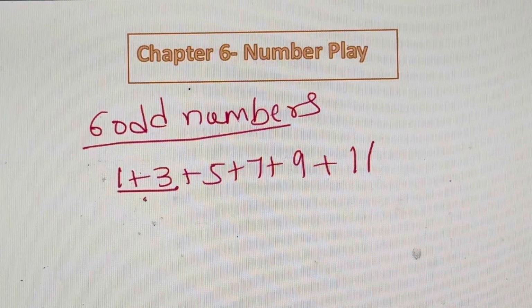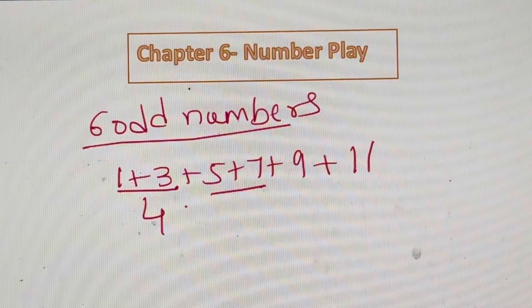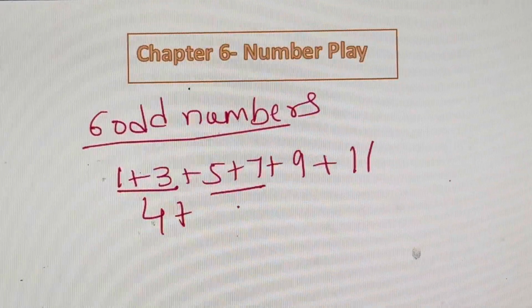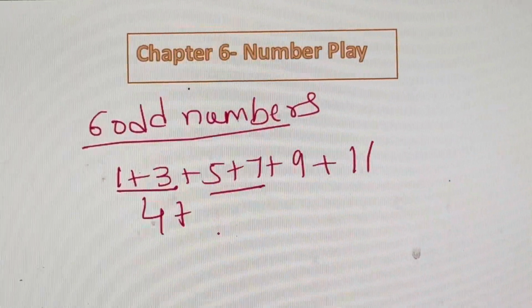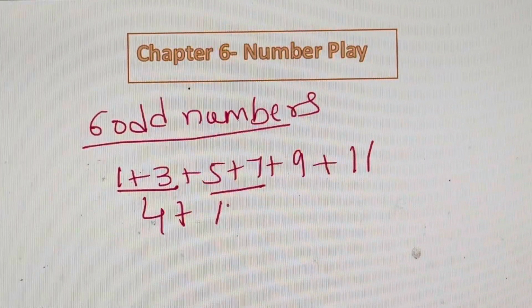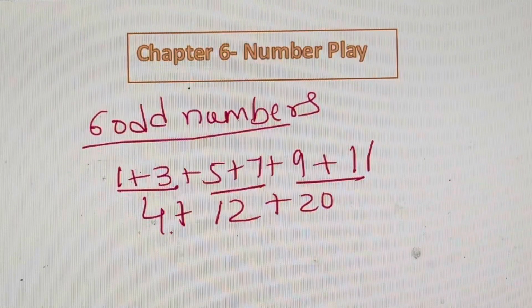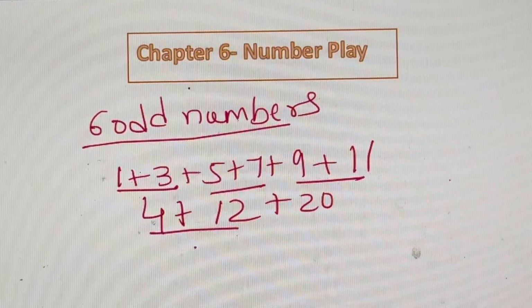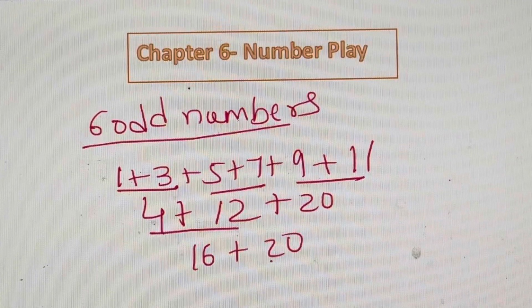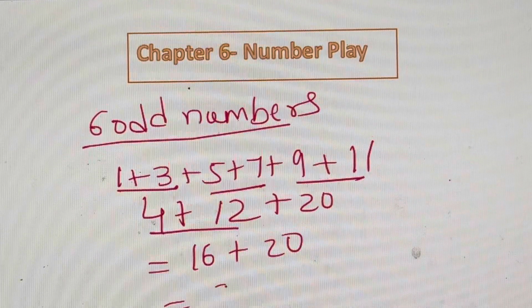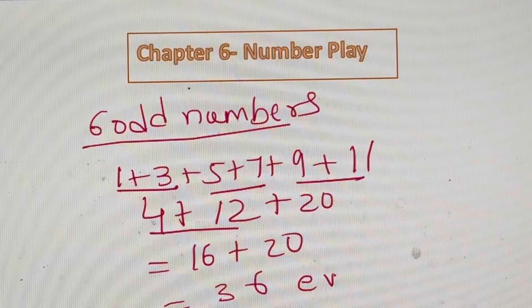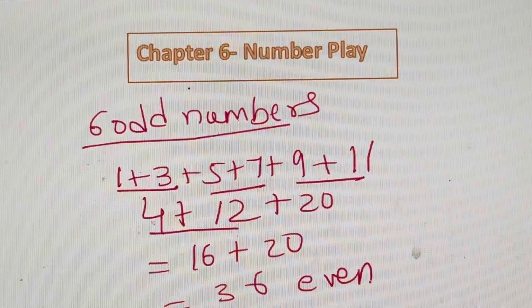So 1 plus 3 is 4. 5 plus 7 is 12. I am adding in pairs because we know that 2 odd numbers give an even number. So this becomes 12 and this becomes 20. So again 4 plus 12 is 16, plus 20 gives you 36, which is an even number, right?